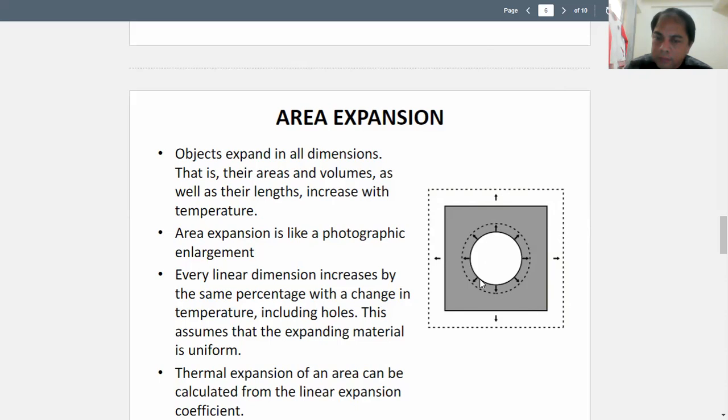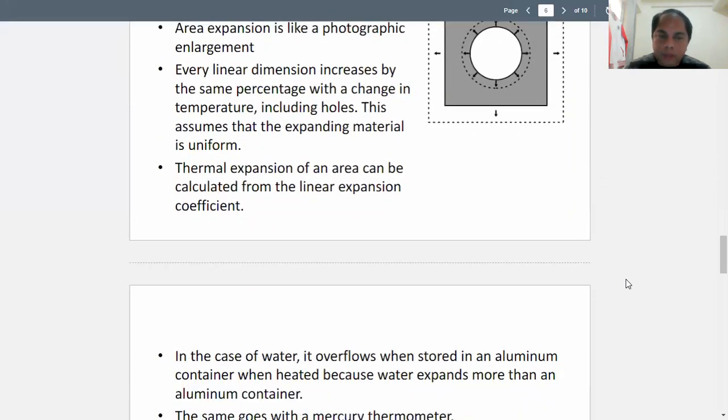So if this is a hole in our metal sheet, then this hole will become a little bit larger when it is subjected to higher temperature. And when you cool this down, it has a possibility that it will shrink, or become a little bit smaller. So we call that thermal expansion.